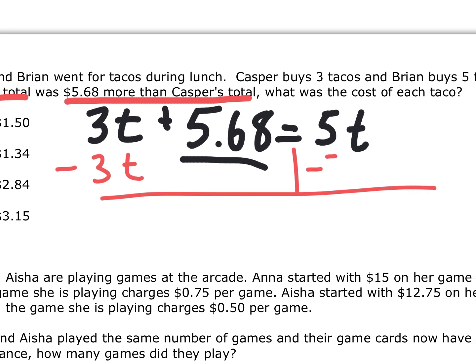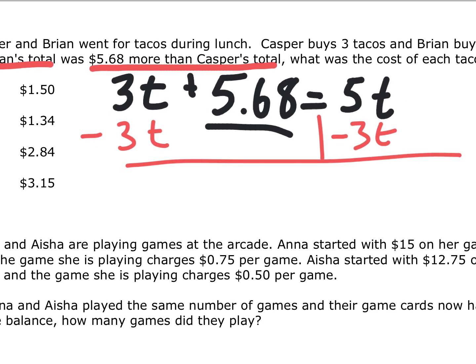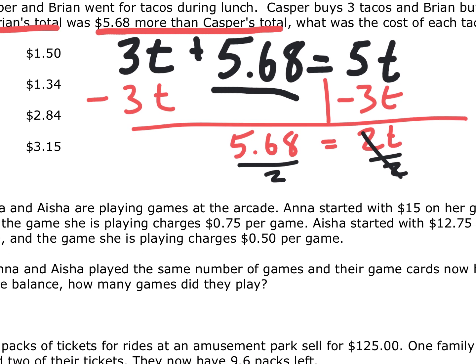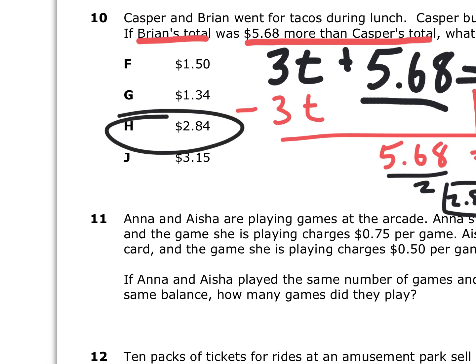Minus 3t, minus 3t. And so we have 5.68 equals 2 tacos. And the last step in most of these problems is to divide. So that's gone. And so 5.68 divided by 2 is 2.84 per taco. So let's see if that's a number. Yep, and that is H.